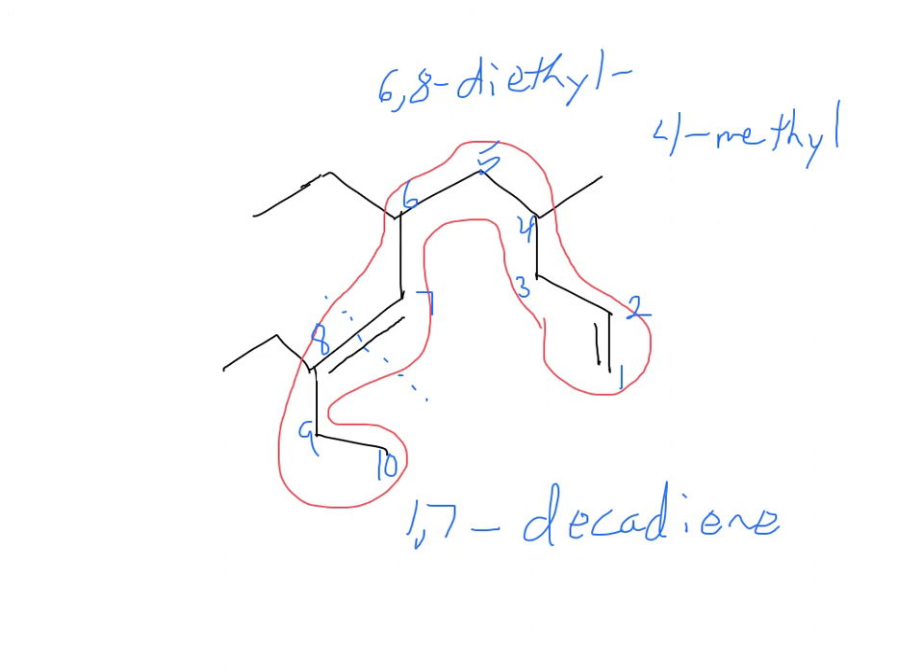All right, so 6,8 diethyl, 4 methyl, 1, 7 decadiene is the answer. So be careful with that. I know you've seen these with H's, but now I pulled a trick. Another Sapling kind of question.